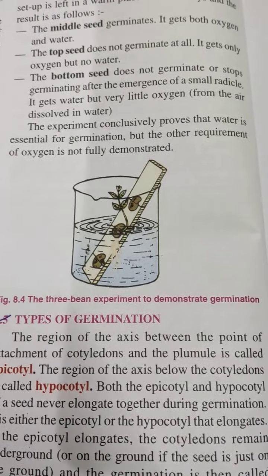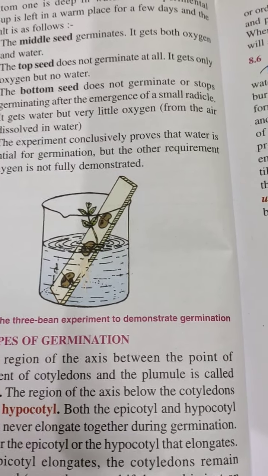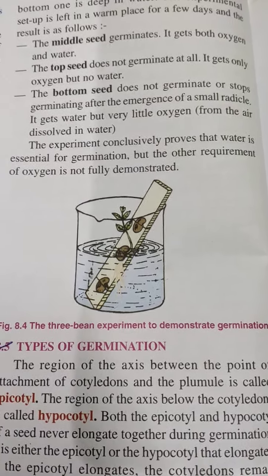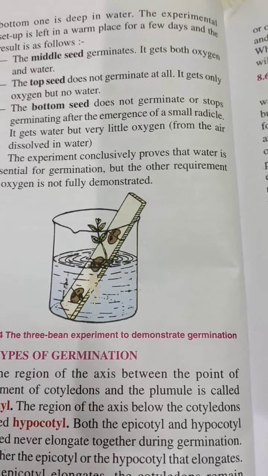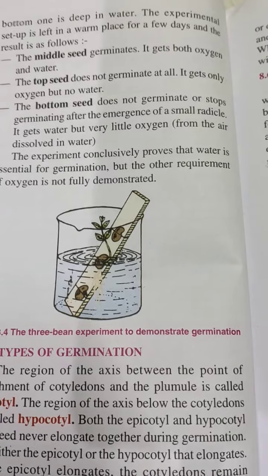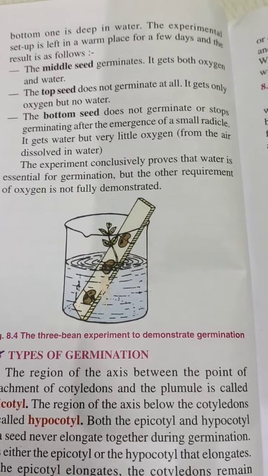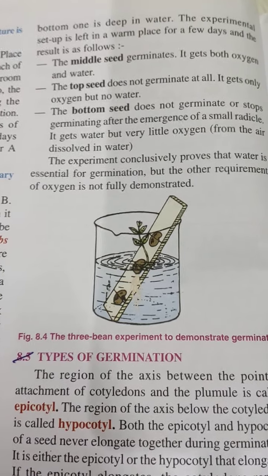See, here we have taken a beaker and 3 mature air-dried bean seeds, tied to a glass slide in 3 positions. Now this is kept in a beaker containing water in a manner that the top seed is above the water, the middle one is just at the water level, and the bottom one is deep inside the water.